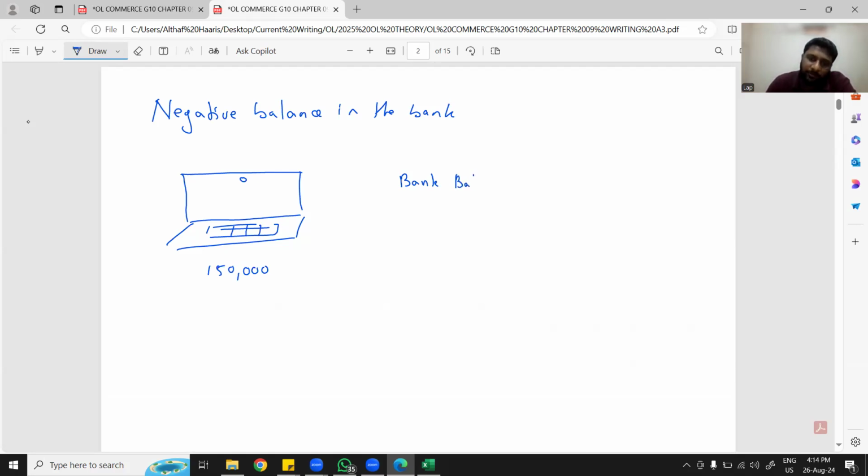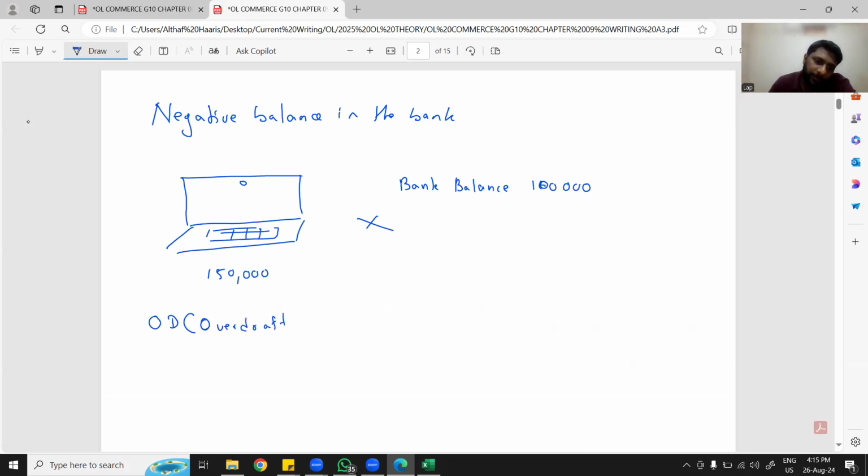Only 100,000. My bank balance is only 100,000. So can I buy this laptop now? Can't. Because I don't have money. I have only 100,000. But people, in banks there is something called OD facility. What is this OD? Overdraft facility. What is this overdraft facility, people?